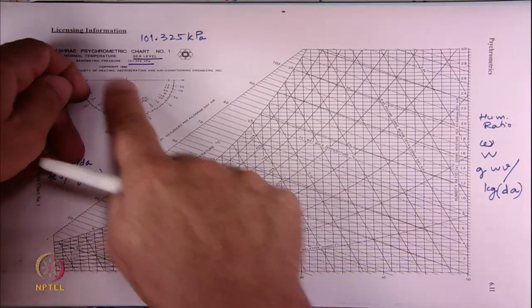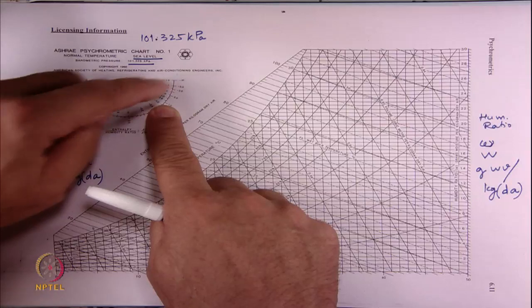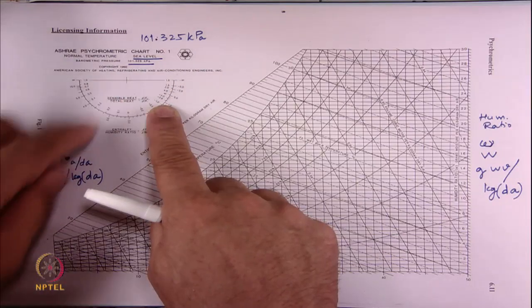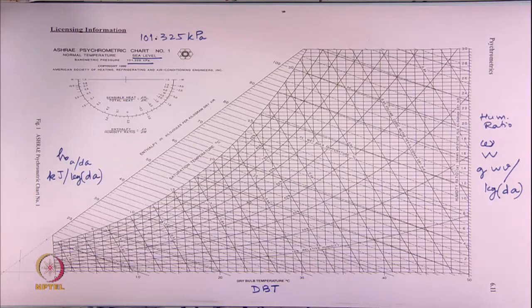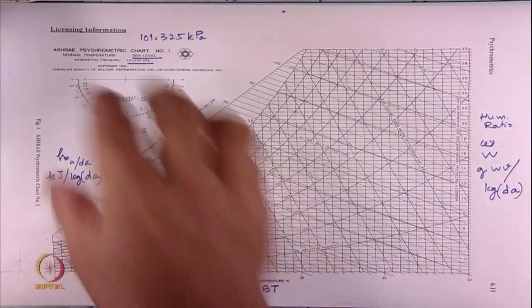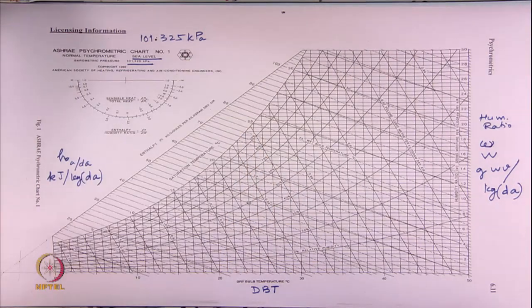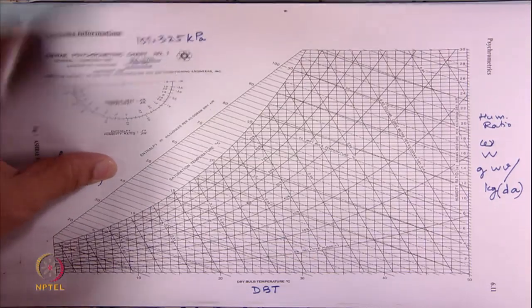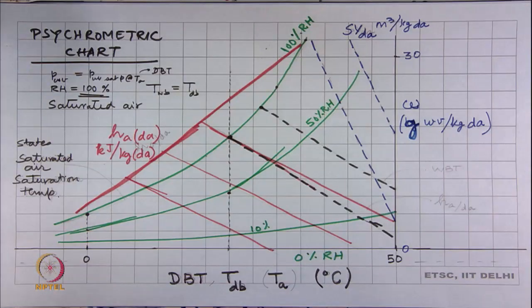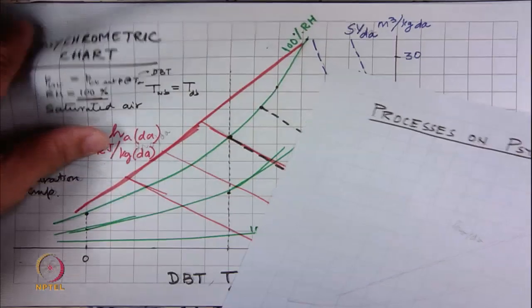And any inclined line in between will tell us the ratio of these two, and that is helpful in making various air conditioning calculations. For now, we will not go into the details of it, but that completes our discussion of the psychrometric chart. Now, we move on and ask what are the types of processes that we can see in this.